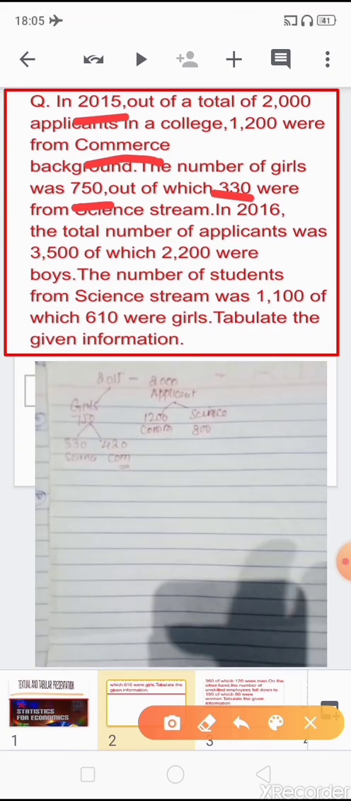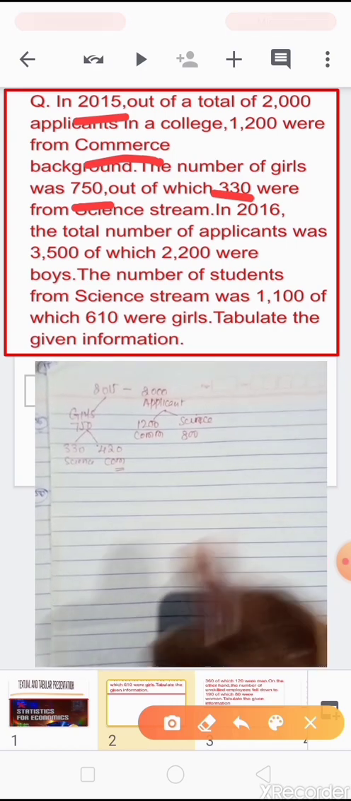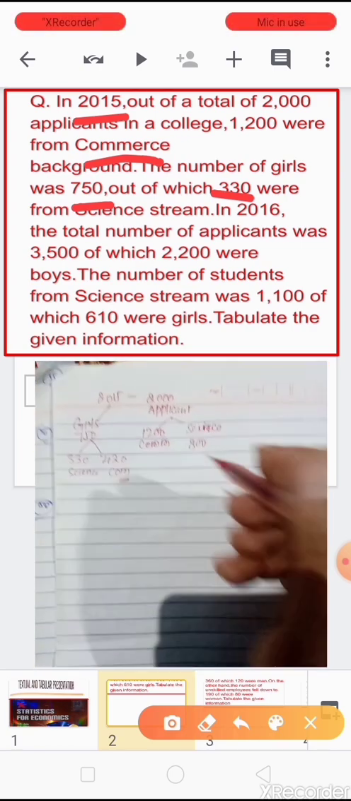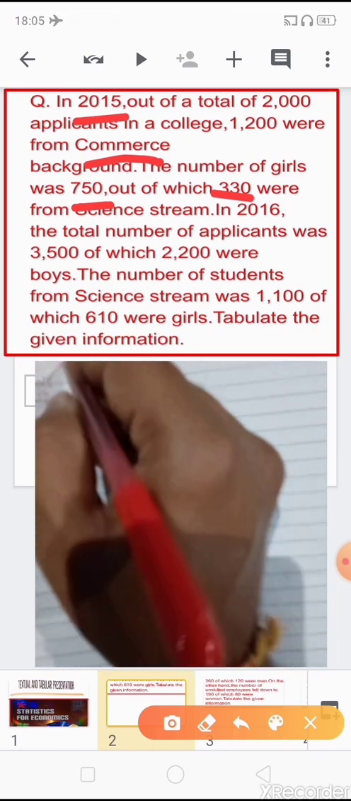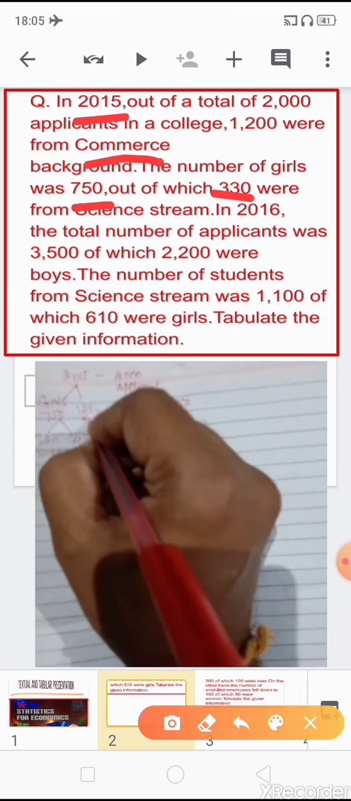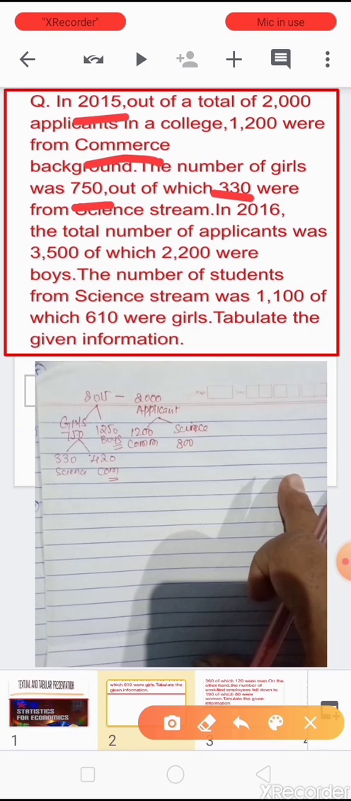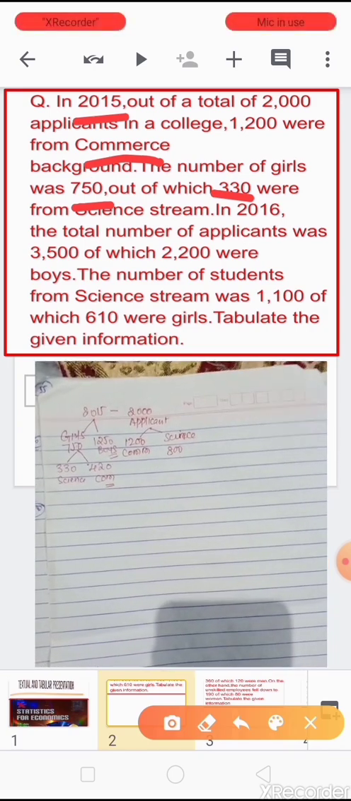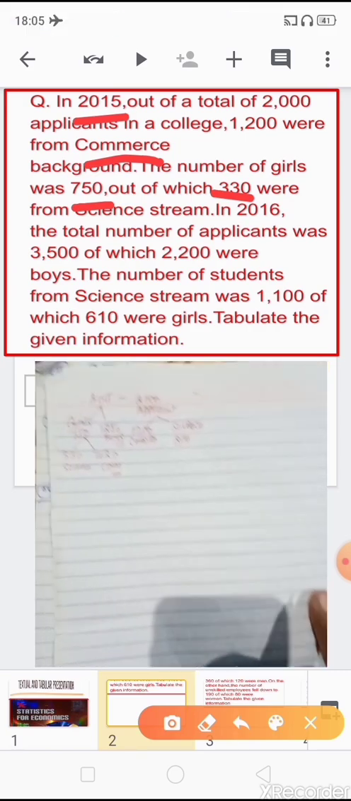Those who applied for admission in the year 2015, the numbers are as follows: 750 were girls. So you can easily say that 1250 were boys. So this is all about the year 2015.